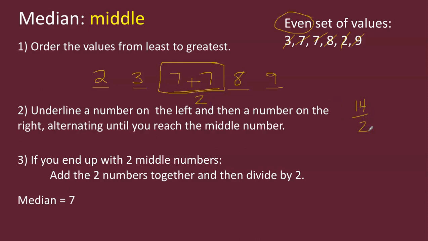14 divided by 2 is 7. And really what we're doing here, if we're adding the 2 numbers together, that's a sum. We're dividing by 2, that's the total number of numbers that we added together. We're really finding the mean of the middle 2 numbers. And we come up with our center at 7.